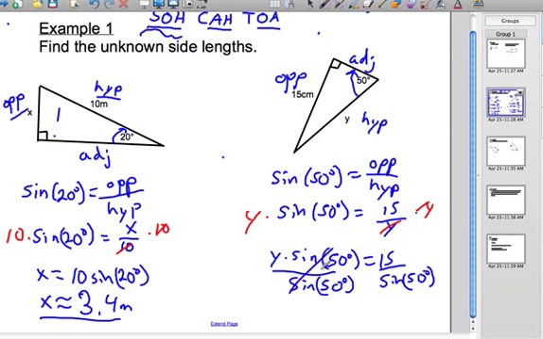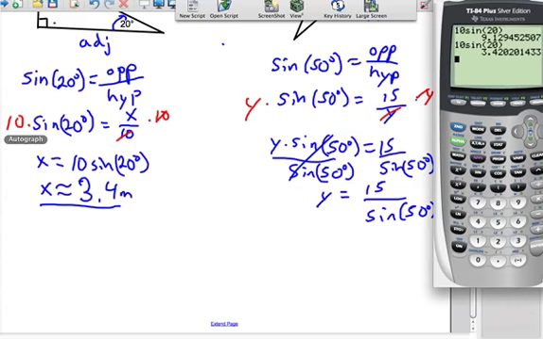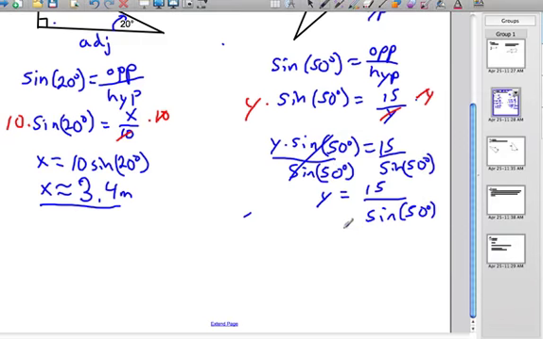And that cancels, we get y equals 15 over sine 50. So that's what we need to type into our calculator. So let's go ahead and do that. 15 divided by sine 50 degrees. And that gives us about 19.6.